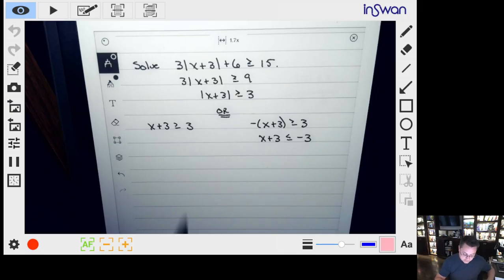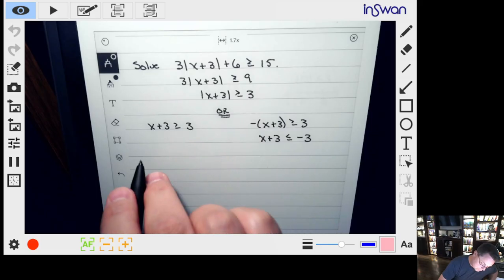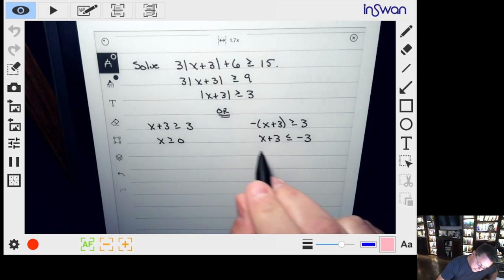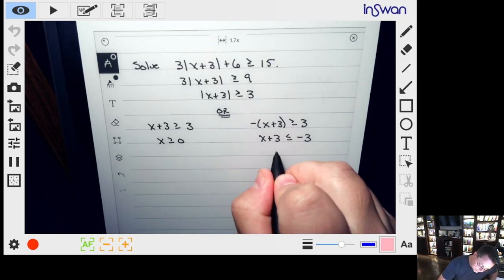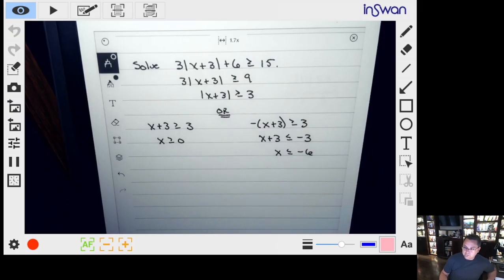Now I need to solve each of these. Again, they're an or statement. So here I'm going to subtract 3 from both sides, so I'm going to have x is greater than or equal to 0. And over here, subtract 3 from both sides, x is less than or equal to negative 6.